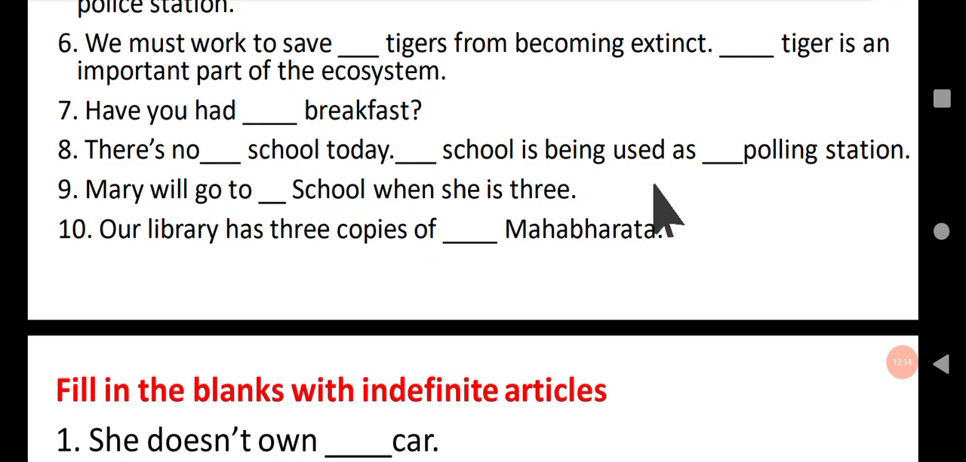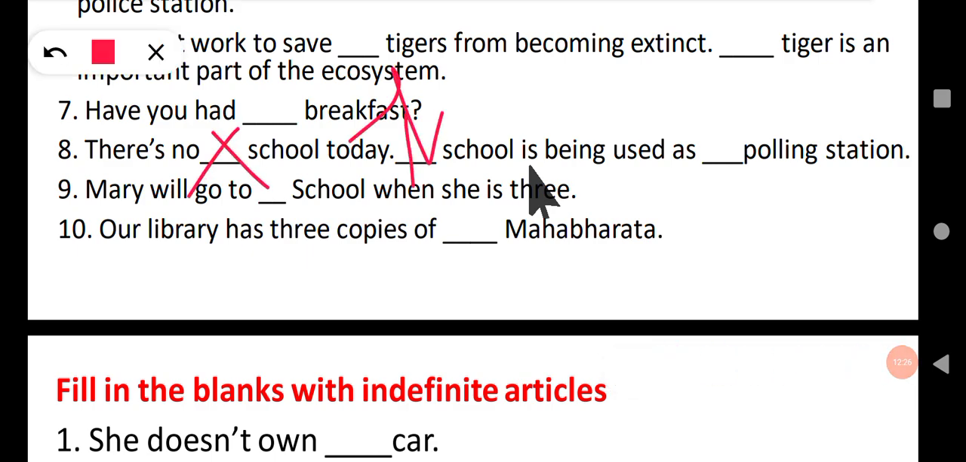Next, dash school is being used. Which school? This school which is already referred. The school, here you have to go with the. No article, the is being used as dash polling station. It is used as a polling station. That means there are so many polling stations, and if you say the, that becomes there is only one polling station. So you have to go with a. So no article, the, and a polling station.